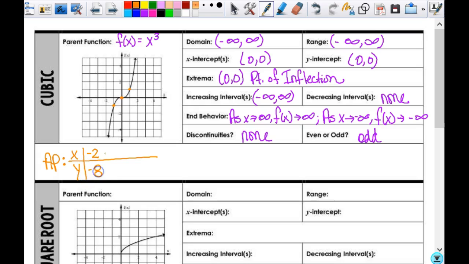-8, yeah. And so then -1, -1, 0, 0, 1, 1, and then 2, what? 8. Everybody okay with all that? Yes? All right, good.